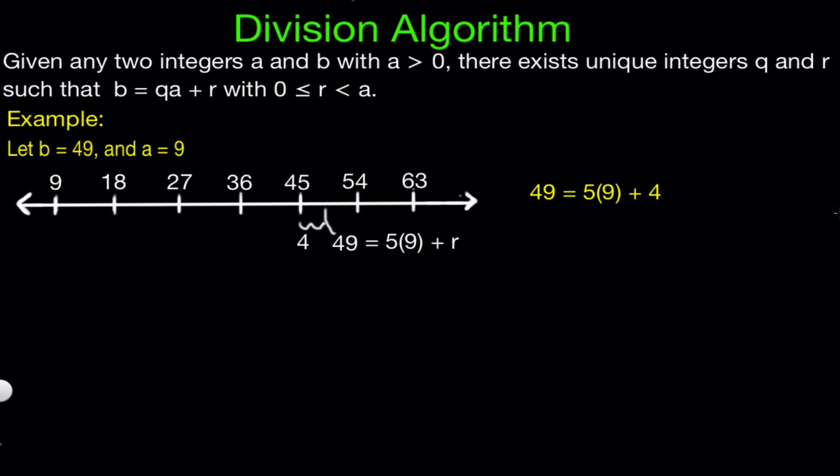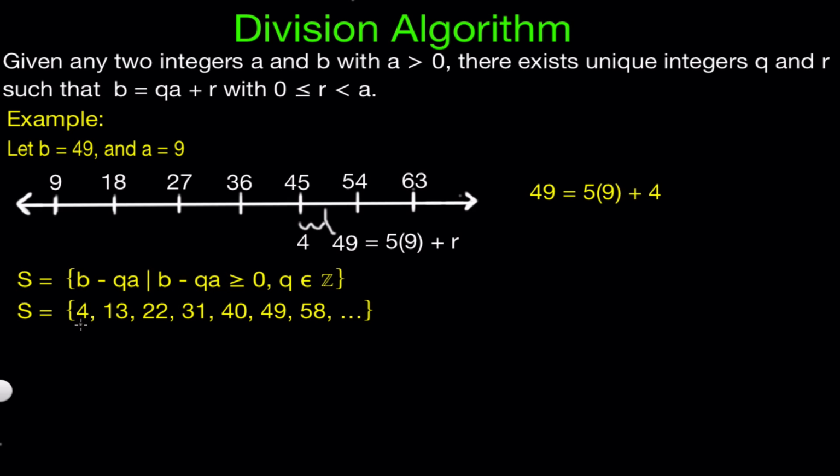So I want to do something that's going to help us with the proof later. We're going to write a set S, which is the set of all integers of the form b minus qa, where b minus qa is greater than or equal to 0, and q is an integer. In terms of our example, our set S would look something like this. The 4 here would be 49 minus 45, then we would get 49 minus 36, minus 27, minus 18, minus 9, minus 0, and then this one would be 49 minus negative 9, and it would just keep going on and on this way.